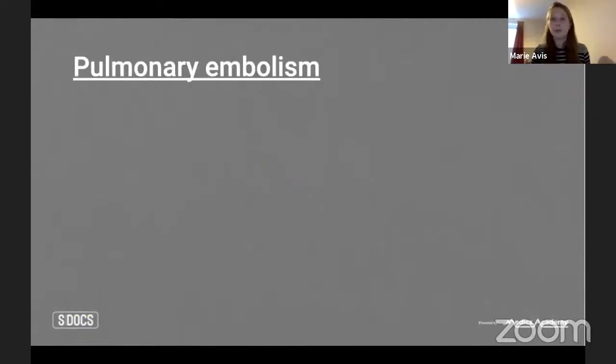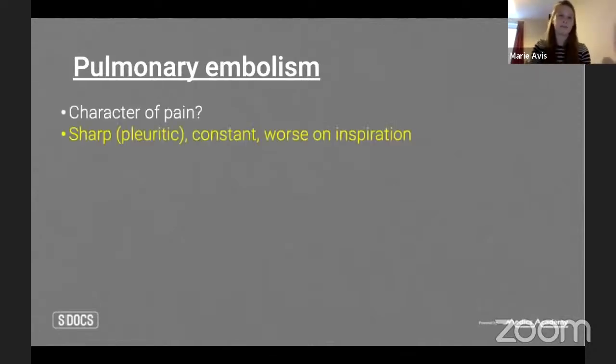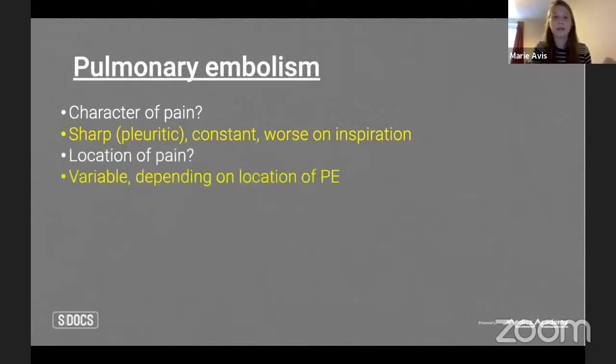Now, if we move on to a PE, pulmonary embolism, I've picked the same 4 questions just to prove how easy it is. So the character of the pain for a pulmonary embolism: classically, sharp and pleuritic. Your patients won't tell you that it's a pleuritic pain unless they're a medical professional, but they'll often say it's quite a sharp pain that's quite constant, and it's worse when they breathe in. Location of the pain: this is variable depending on the location of the PE and what it's affecting.